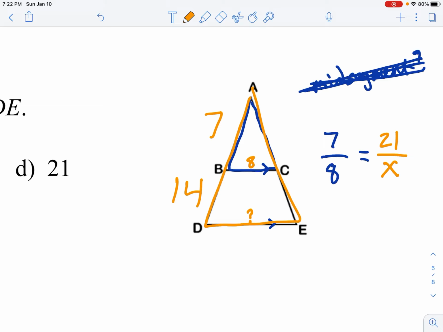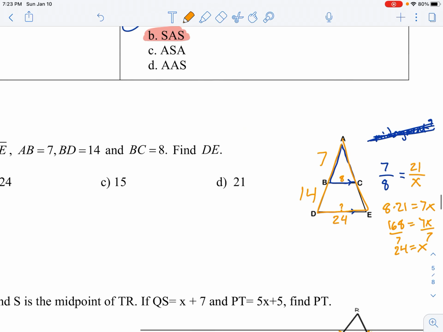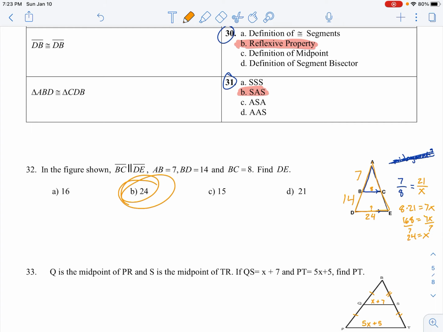And so what we're going to do is cross multiply and divide. So we'll get 8 times 21 equals 7 times x. So 8 times 21 is 168. Divide both sides by 7. So 168 divided by 7 is 24. So x equals 24, which means this side has a length of 24. Looks like that's letter B.